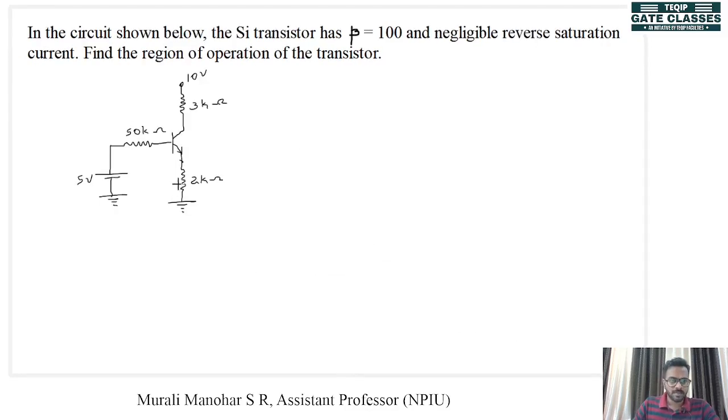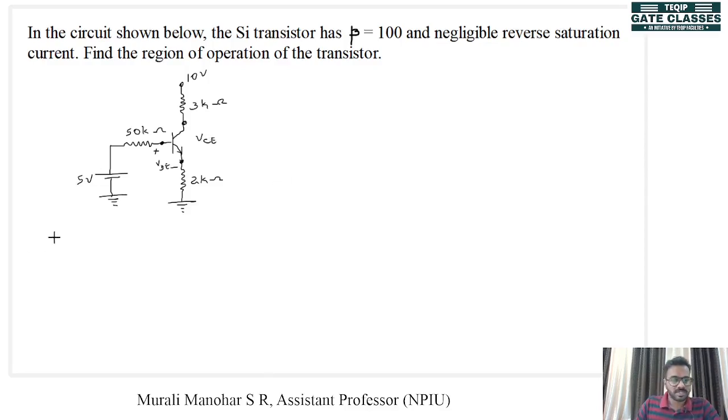Now this is the problem. Again, we have a circuit, and we have to find the region of operation of the transistor. From the previous cases, the only difference here is there is a resistance between emitter and ground. That means the potential of the emitter is not now 0. So that makes the difference in this case. Here we have our VBE between these 2 points, and here we have our VCE.